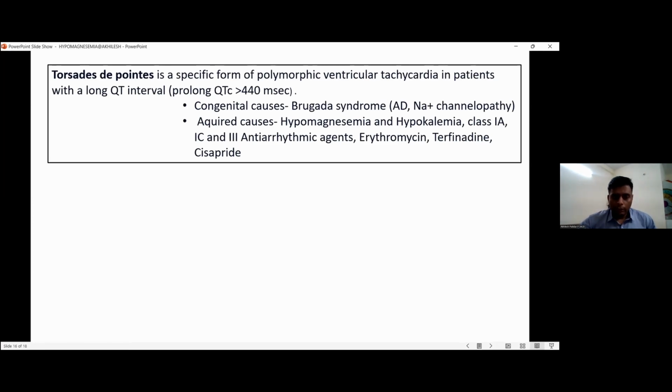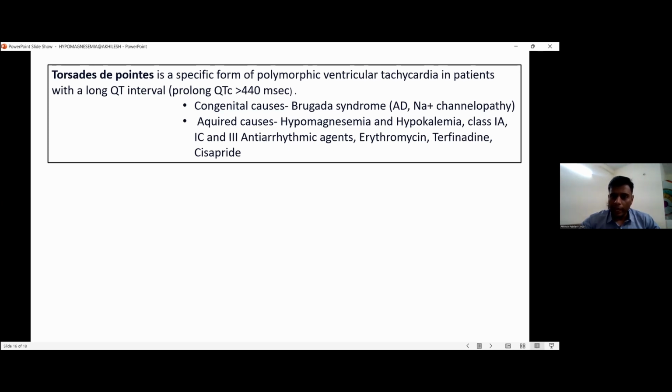So I have talked about Torsades de Pointes. It is a polymorphic ventricular tachycardia in patients with prolonged QT interval, with QTc interval more than 440 milliseconds. There are two categories of causes. One is congenital, which is Brugada syndrome, an autosomal dominant condition and sodium channelopathy.